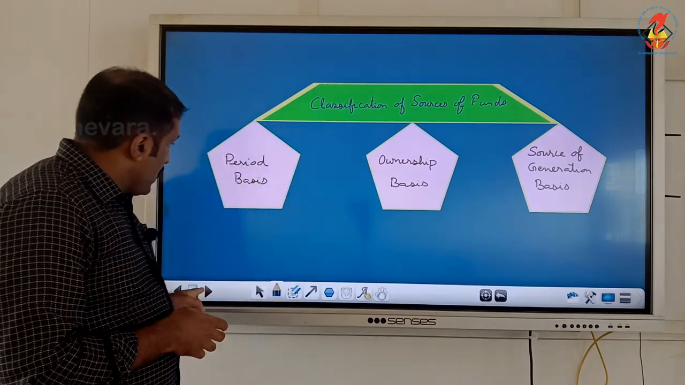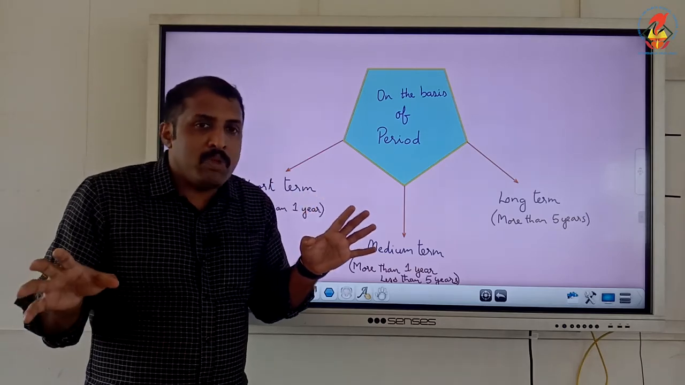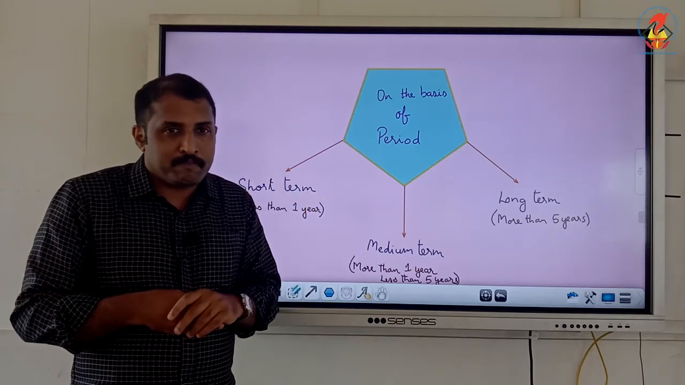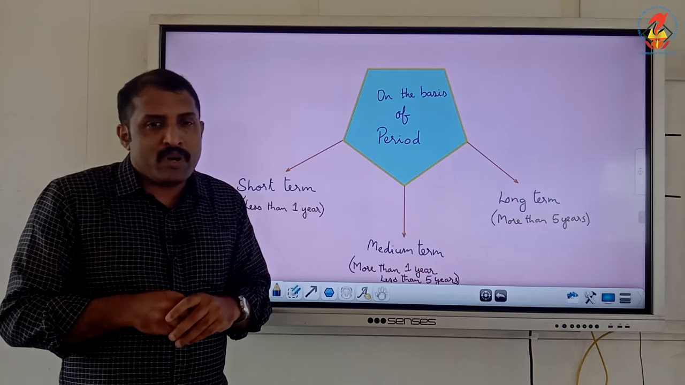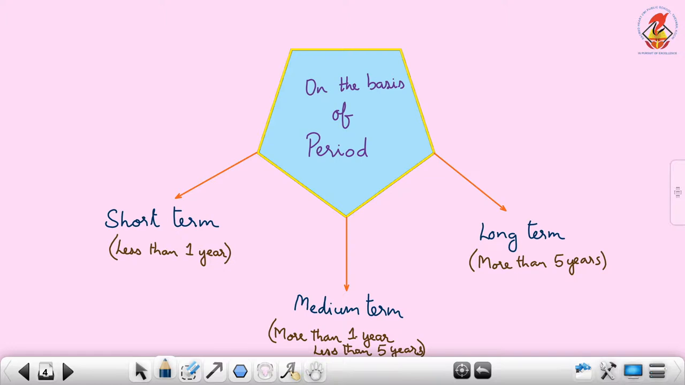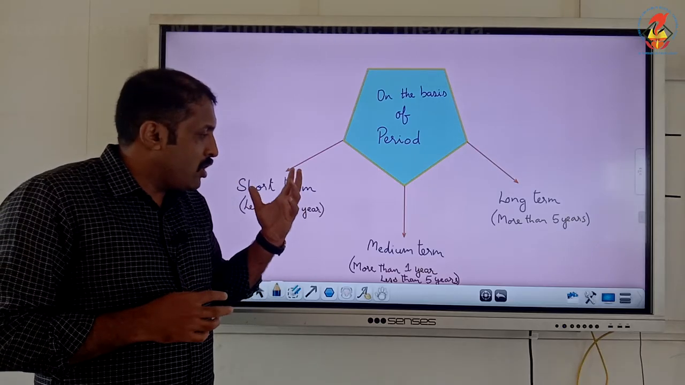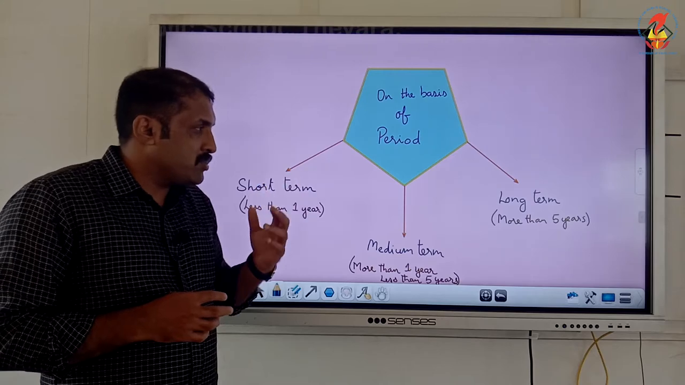And on the basis of period, it can be classified into three. Sources of fund can be classified on three bases, and the first basis is on the basis of time period. On the basis of time period, we can classify it as short term, medium term and long term. Short term sources, long term sources and medium term sources.